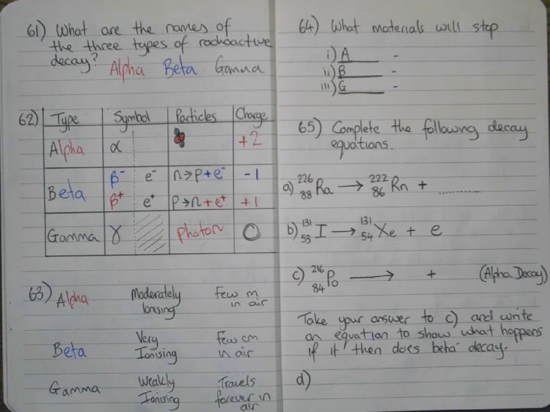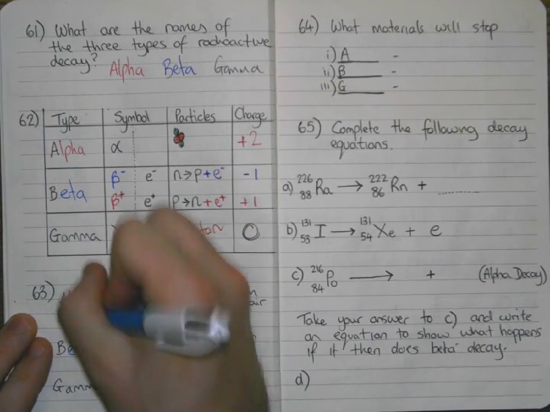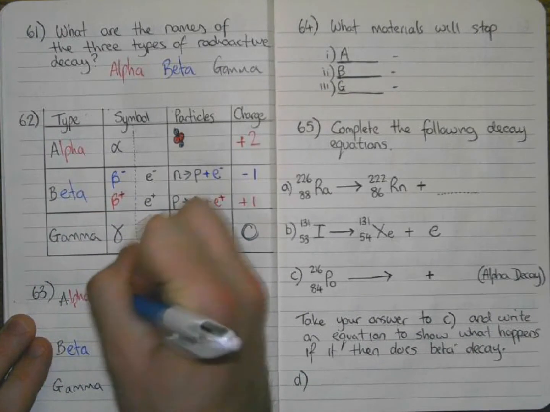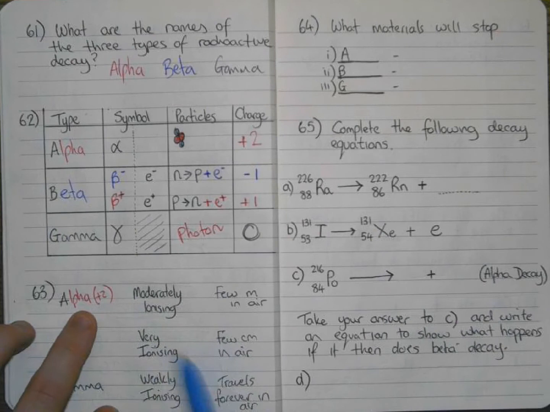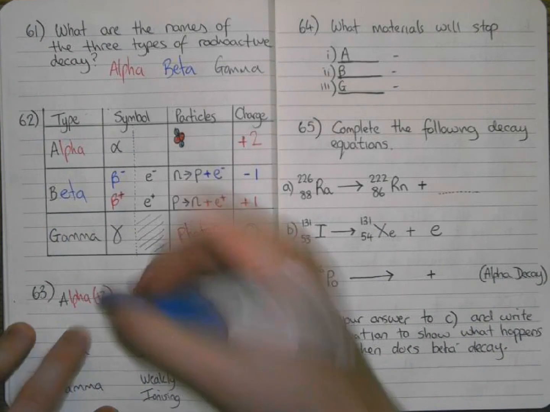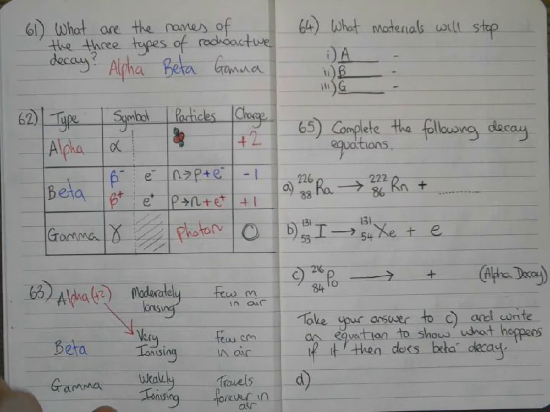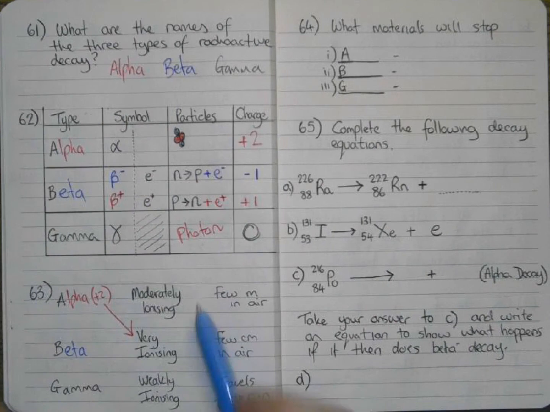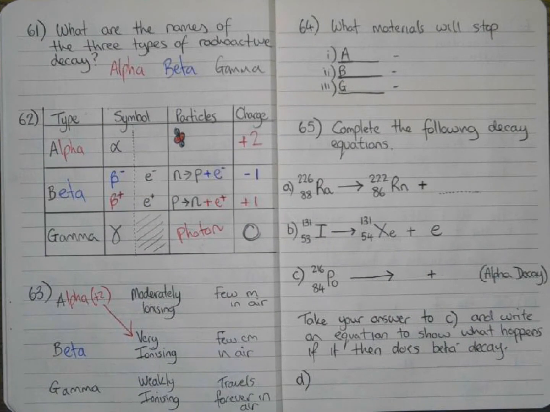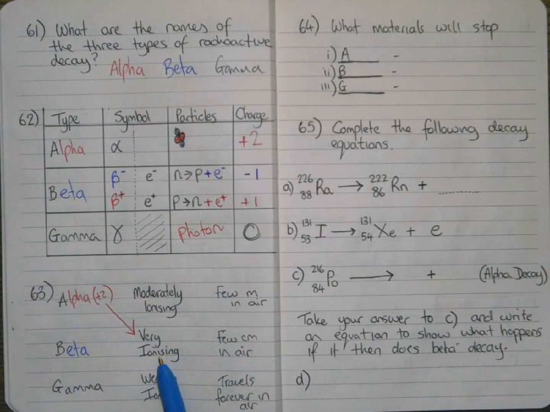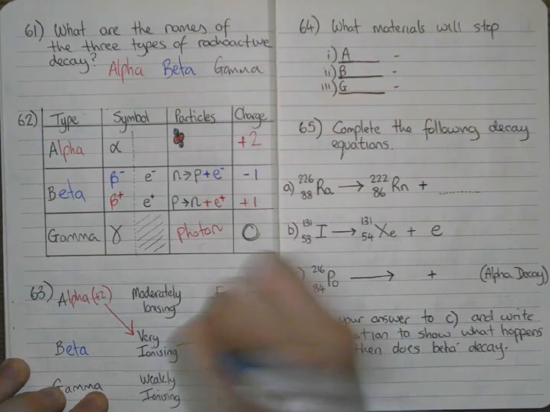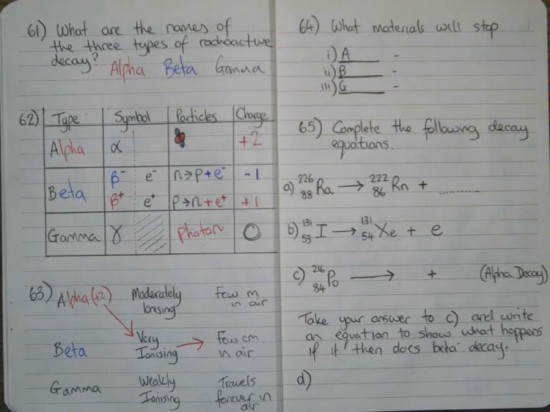Okay, so alpha has the biggest charge, +2, therefore it is the most ionizing, so it is very ionizing. Alpha is actually the most dangerous inside your body. Because it's the most ionizing, it means that it can actually disrupt the DNA in your cells, and that can cause mutations and lead to cancer. But because it's very ionizing, it can only actually travel a few centimeters in air. It can't travel very far.